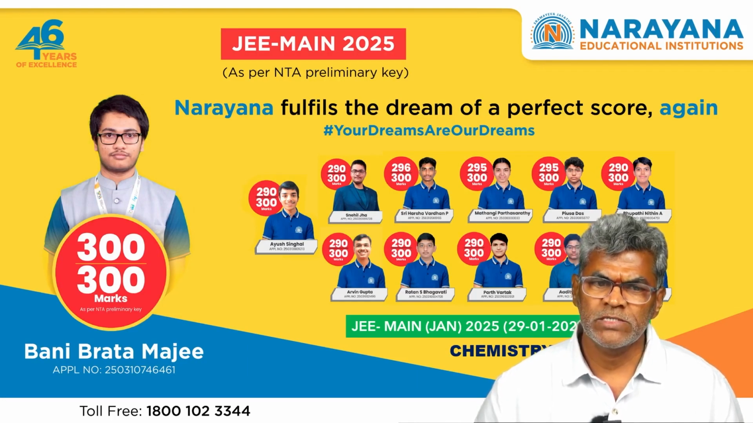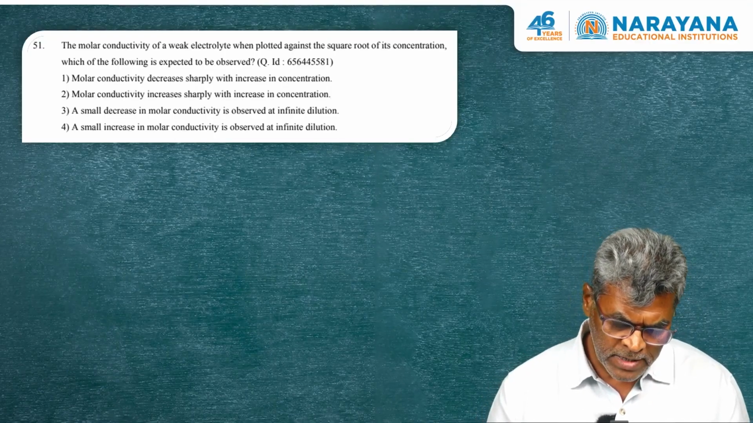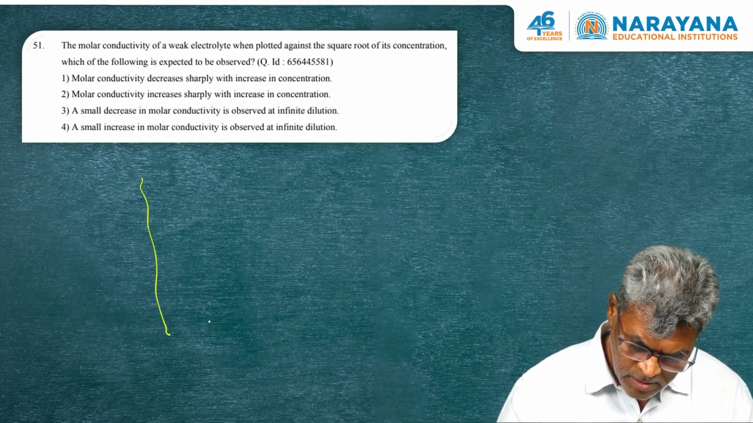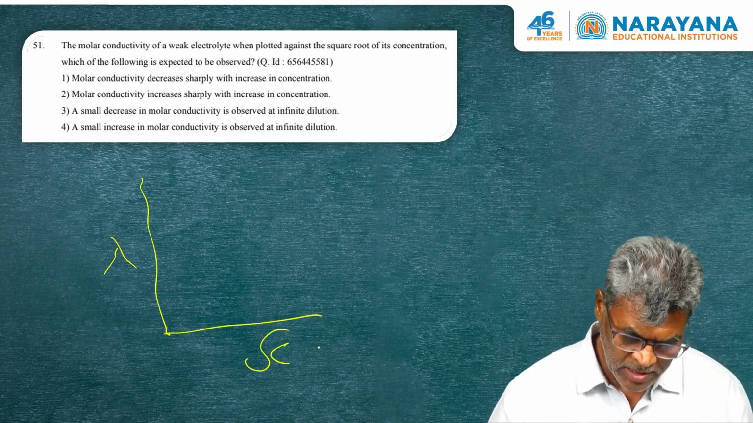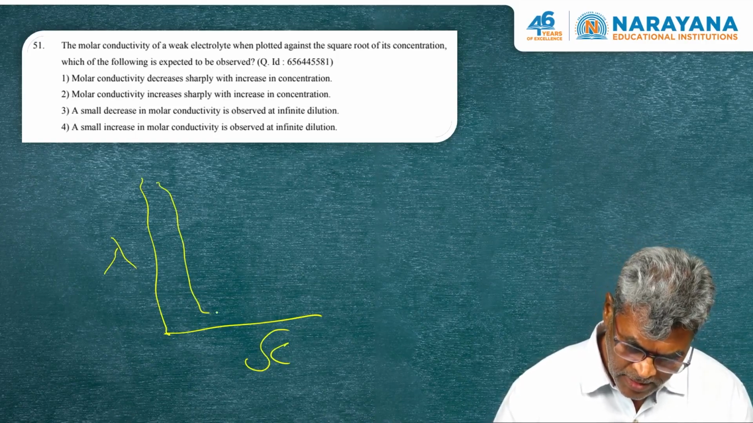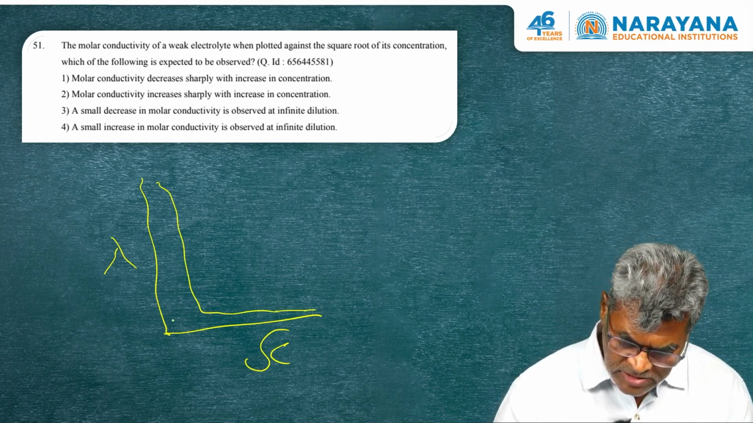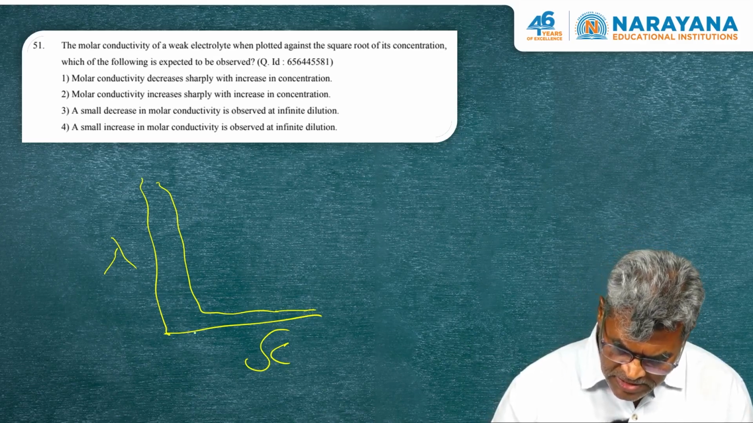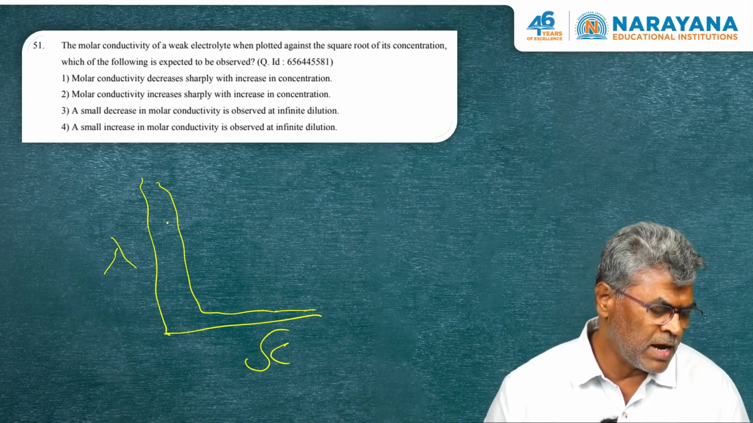Today we are going to discuss the JEE Mains paper, 29th, Shift 1. Question 51 belongs to conductance. If you take this question, you can answer this using lambda versus root C. If you see root C, the conductance will decrease like this. As the concentration is increased, the conductance will be sharply decreased. That is why the first option will be the answer.